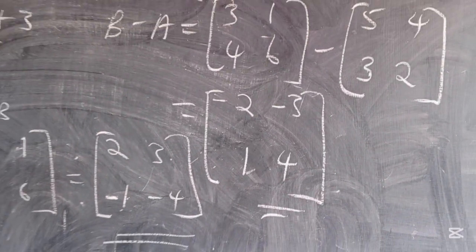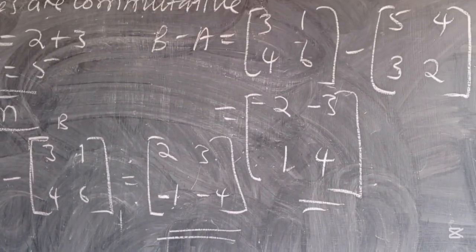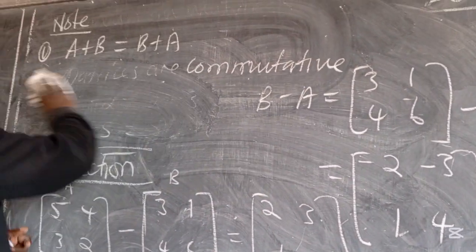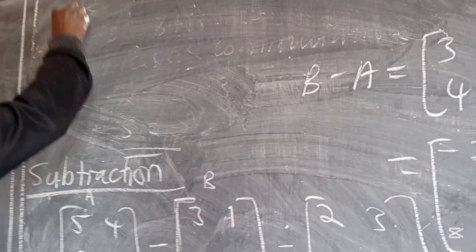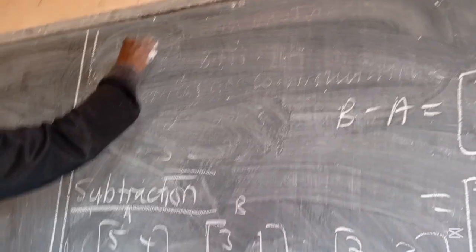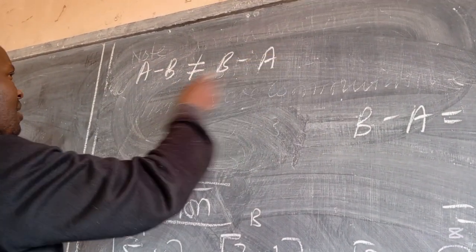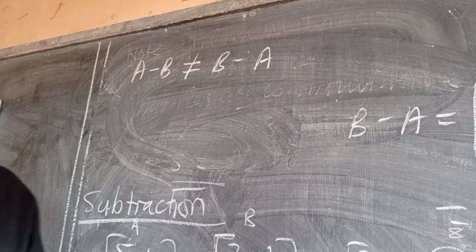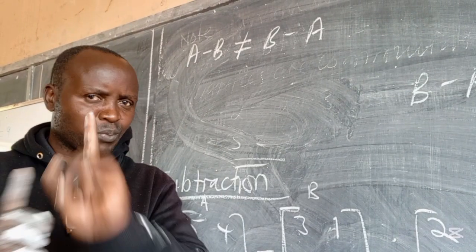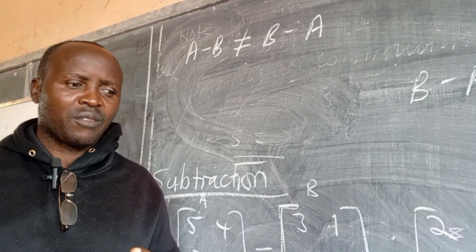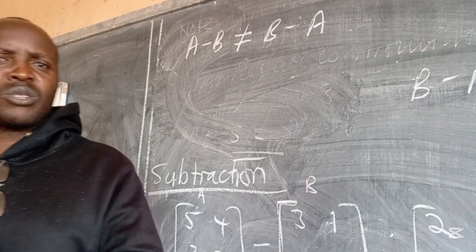So what is our conclusion? Our conclusion is that with subtraction of matrices, A minus B is not the same as B minus A. So for matrices, never ever interchange them and expect to have the same answer. No. Even if you are in a hurry, you are doing your mathematics, by mistake you interchange them and say, let me just continue because it will be the same.